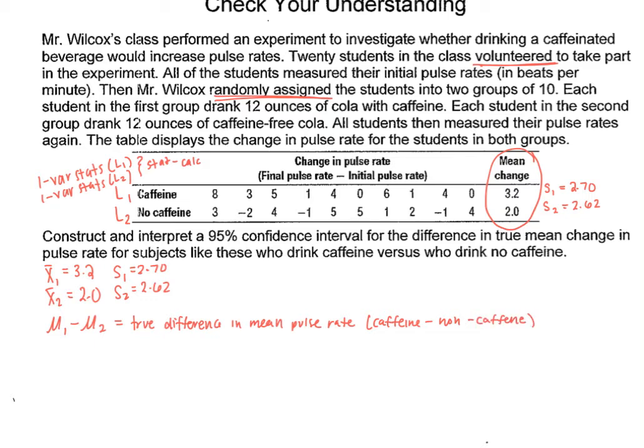So we want to define the variable somewhere in there so they know which one's mu1, which one's mu2, which one's x bar 1, which one's x bar 2. So we're going to define that variable there. We're also given a confidence level of 95%, and we know that both of our sample sizes are 10. So that's all the given information that we have.